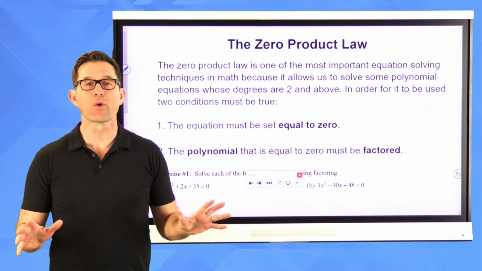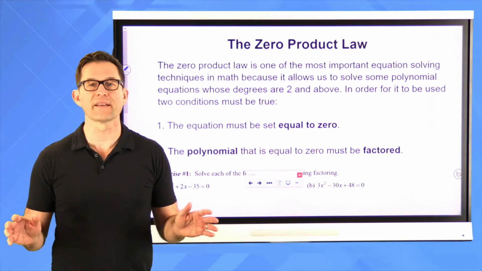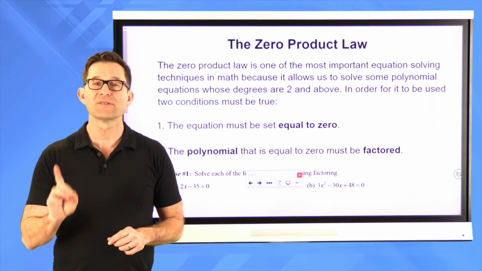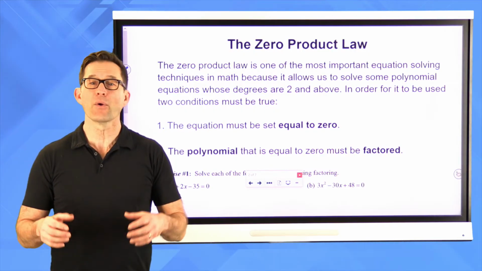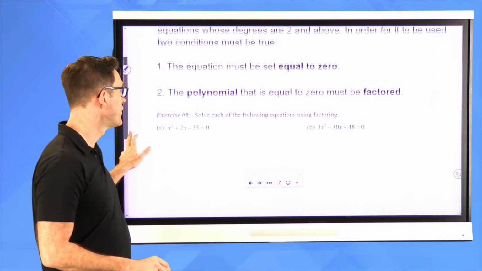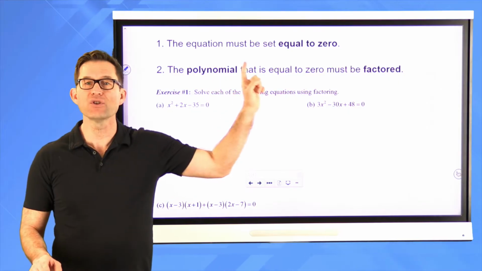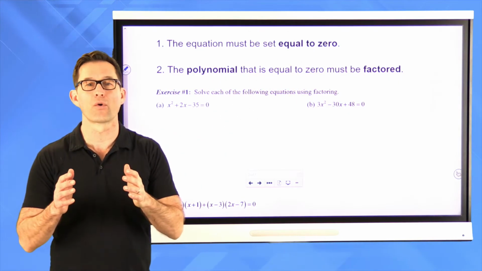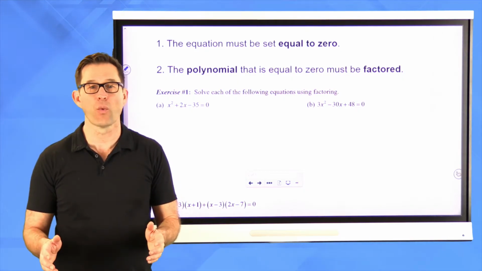All right, the zero product law. The zero product law is one of the most important equation solving techniques in math because it allows us to solve some, not all, but some polynomial equations whose degree are 2 and above. Now, in order for it to be used, two important conditions must be true, all right? These have to be true. The first one, the equation must be set equal to 0. It's called the zero product law for a reason, all right? It can't be equal to 12, it can't be equal to 20, right?